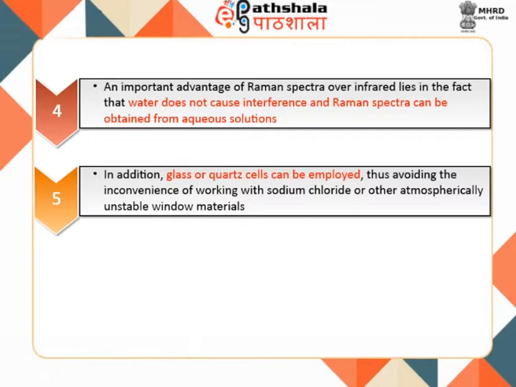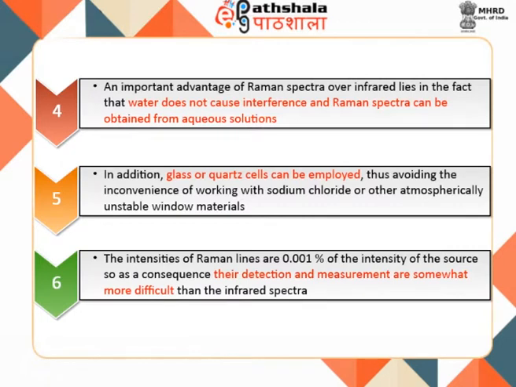Raman spectra are acquired by irradiating a sample with a powerful laser source of visible or near infrared monochromatic radiation. During irradiation, the spectrum of the scattered radiation is measured at some angle, often 90 degrees, with a suitable spectrometer. At the very most, the intensities of Raman lines are 0.001% of the intensity of the source. As a consequence, their detection and measurement are somewhat more difficult than for infrared spectra.